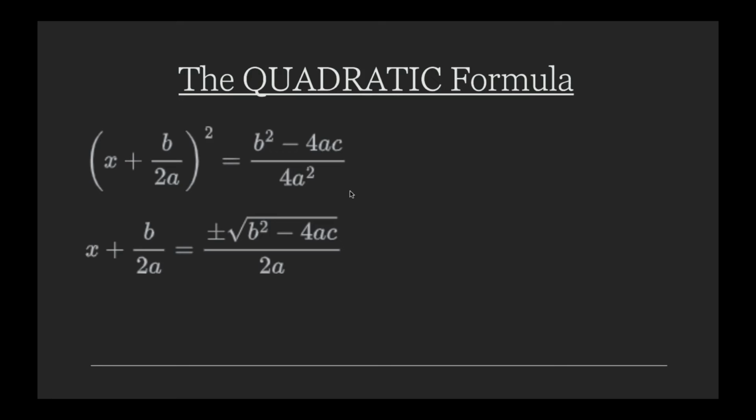Now we're going to minus b over 2a on both sides, and you see this looks familiar, doesn't it? And because it's over 2a and this is also over 2a, you can just combine it nicely. So this is actually the quadratic formula. x is equal to minus b plus or minus the square root of b squared minus 4ac all over 2a.